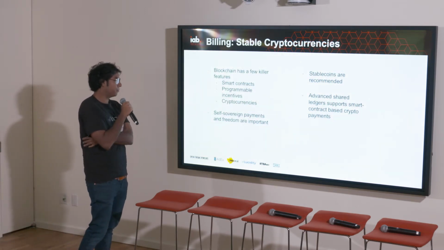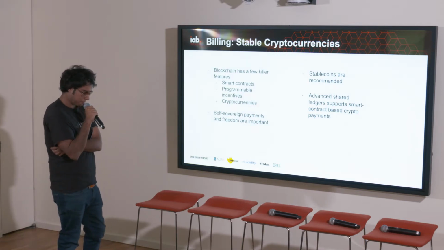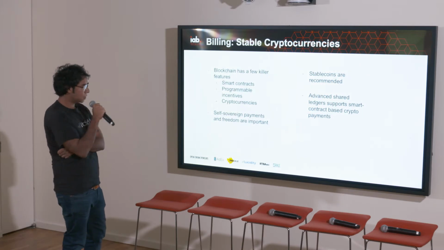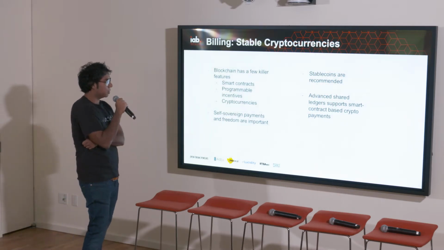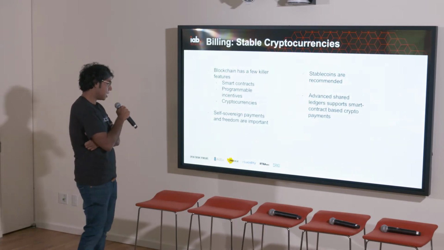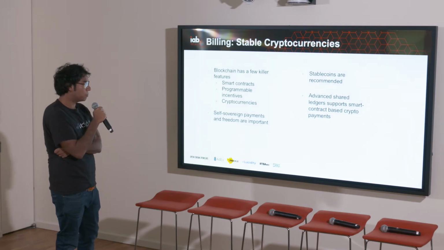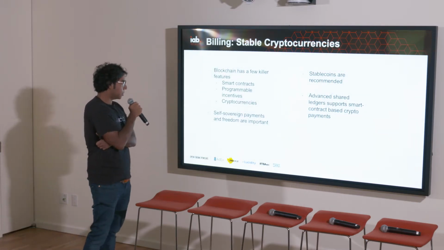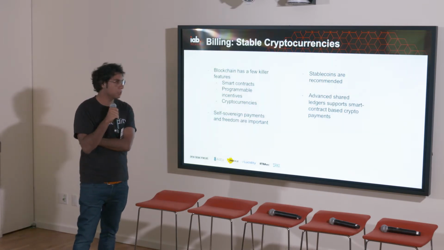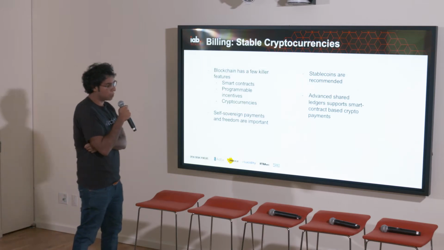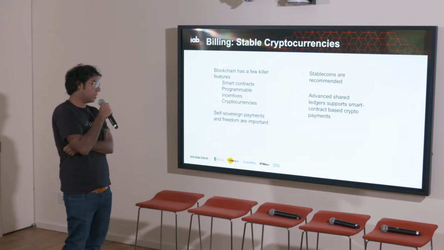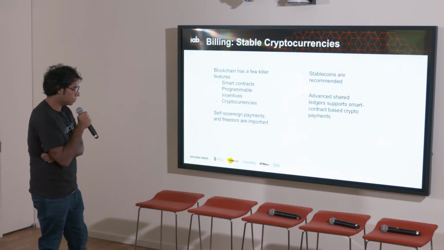So we say blockchain has a few killer features that don't exist anywhere else: smart contracts, primarily, and programmable incentives. As I mentioned earlier, our job as blockchain developers is to exploit incentives, and cryptocurrencies. Definitely, I'm a big believer that self-sovereign payments and freedom are very important, and that's why I went into the blockchain world. And we recommend that you use stablecoins. If you are going to use a cryptocurrency, number one, we say you don't need to because you have a shared ledger to have the agreeable numbers. But if you are going to use one, you should use a stablecoin because at least it's pegged to something stable.